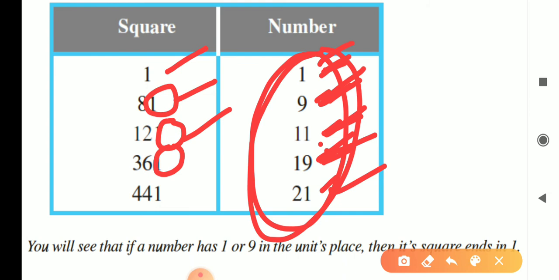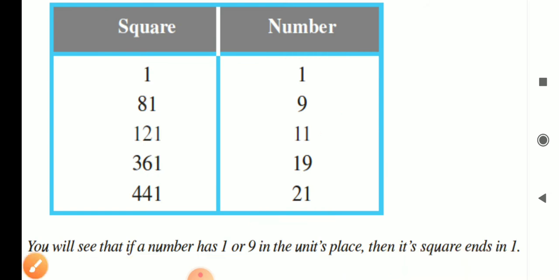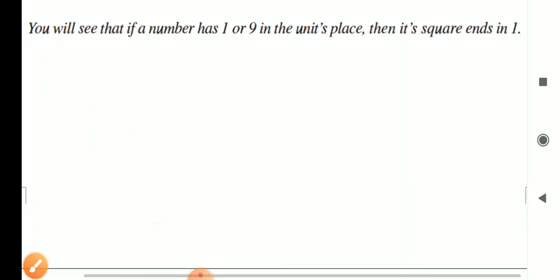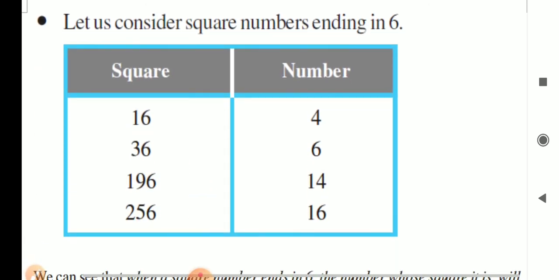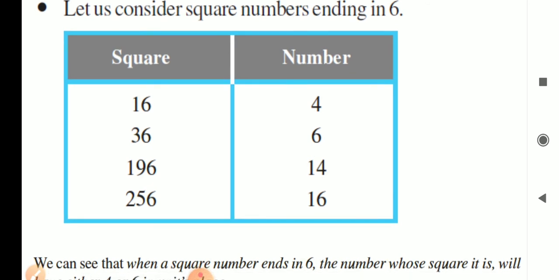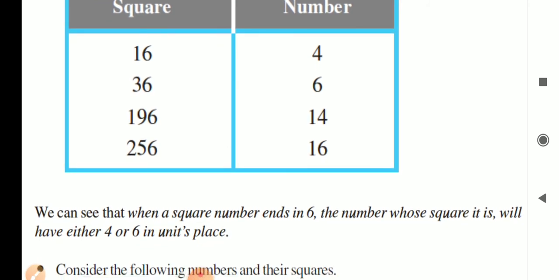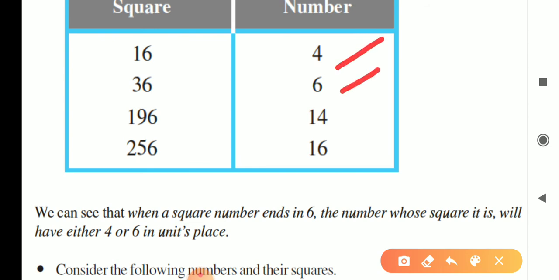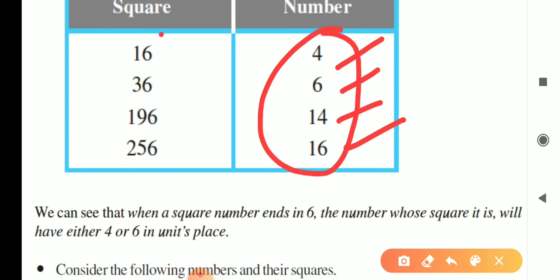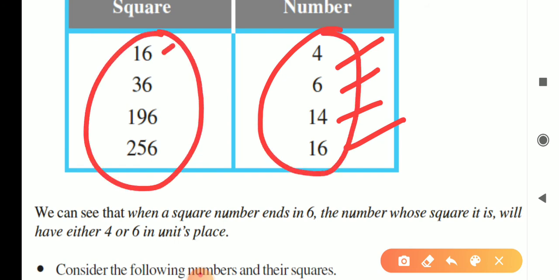So if you see that a number has 1 or 9 at its unit place, then the square ends with 1. Now there is another table. Let us consider square numbers ending in 6. Now I am taking such numbers whose squares end with 6: 4, 6, 14, 16. The square of all these numbers always ends with 6.